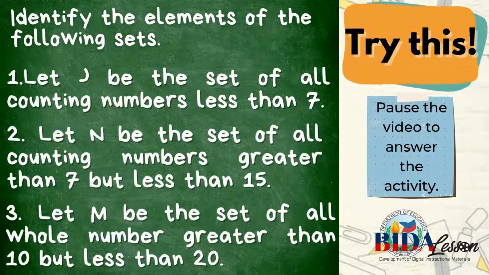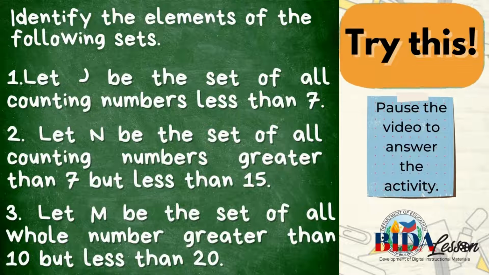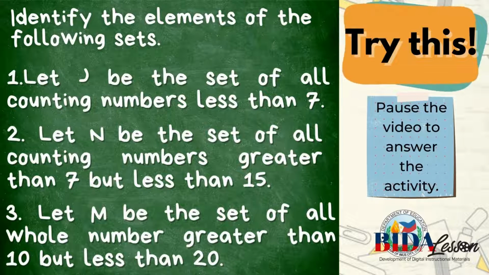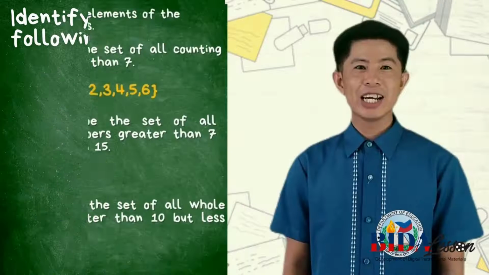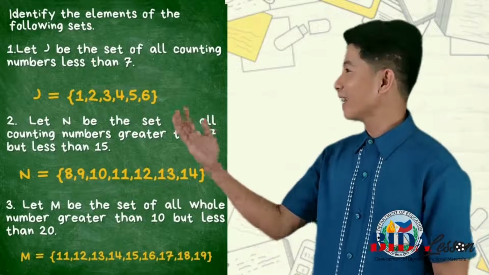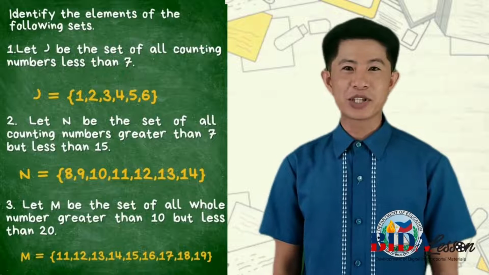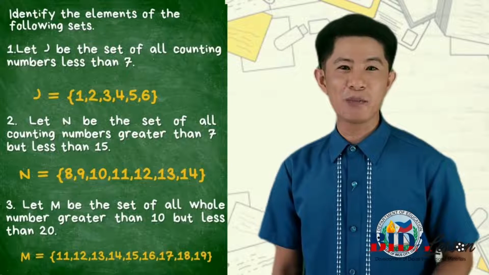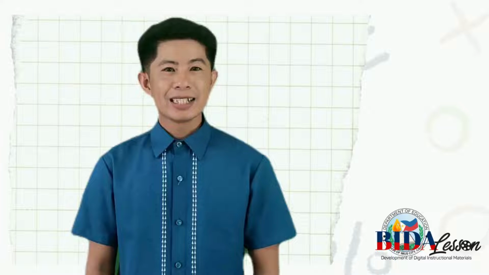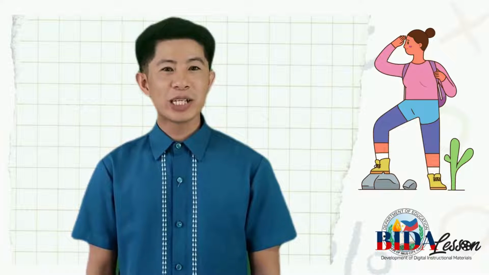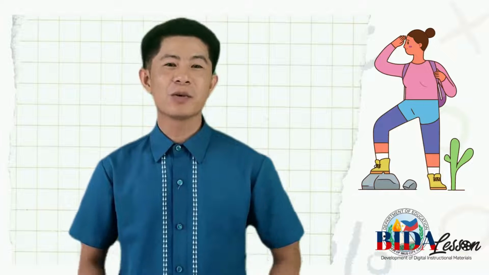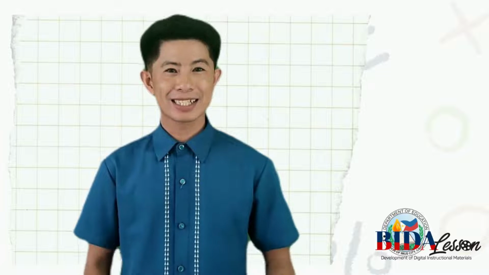Now, let us try to identify the following sets. Write your answer on a clean sheet of paper. If your answers look like this, then you are right. As you have observed, the answers are examples of real numbers. Today, we are going to explore the subsets of real numbers.